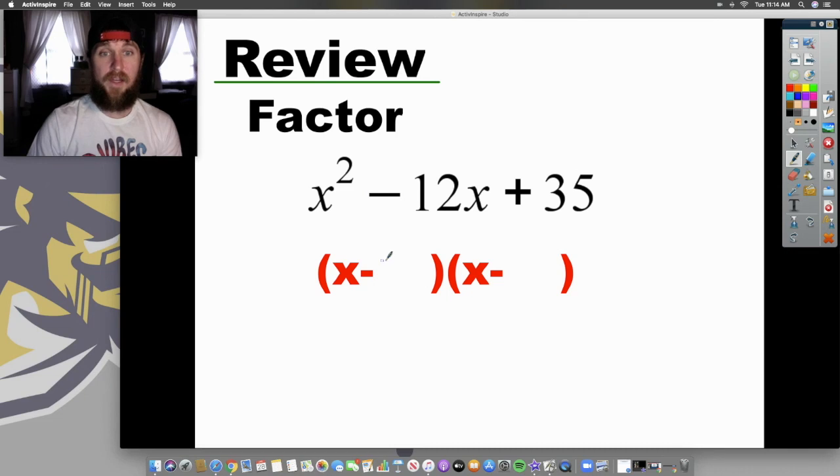Now I've already got the minus signs in here because in order to get a positive that adds up to a negative, it has to be two negatives. And then we just run through our possibilities on how to get to 35: 35 and 1, 5 and 7. Oh wait, 5 and 7, that would add up to 12. So we have 5, we have 7, and now it's been factored.